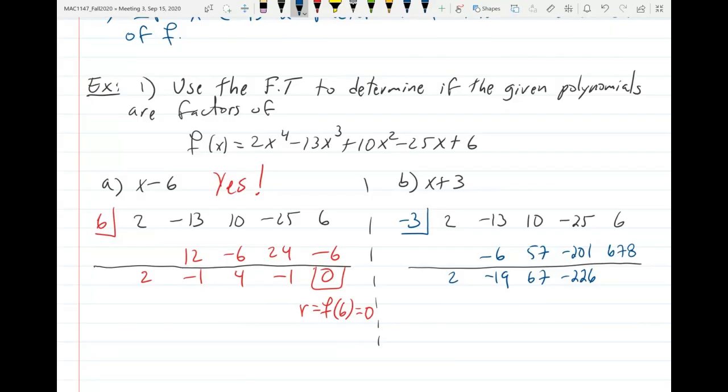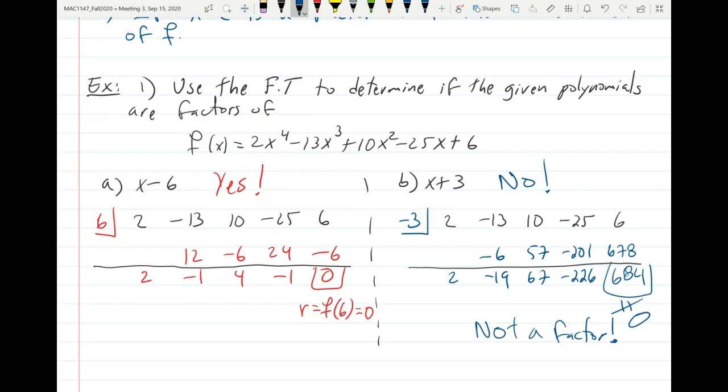Let's see, what is it that we're gonna get here? So we get 684. So the point is that this is the remainder, but this is different than 0. So this is not equal to 0. So what can we deduce? That x plus 3 is not a factor, right? So the answer is a big no.